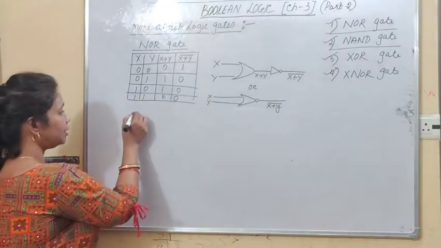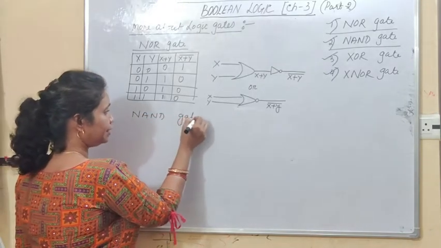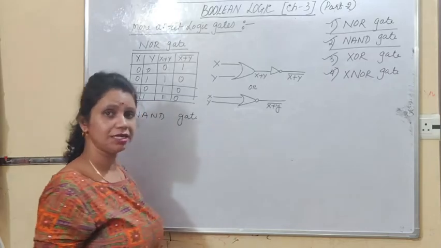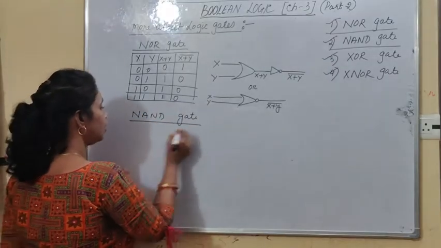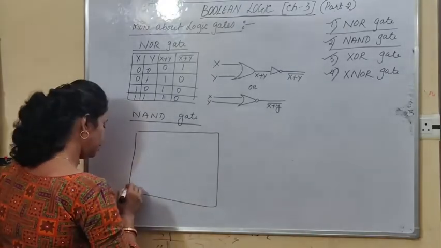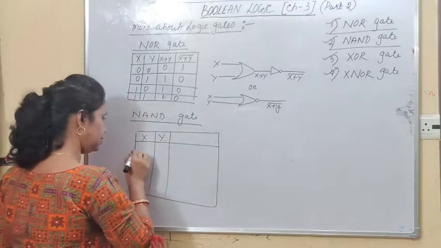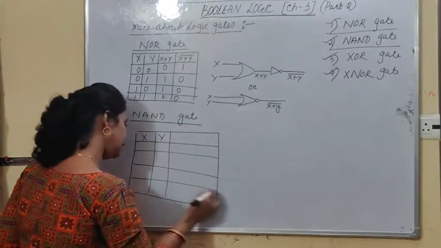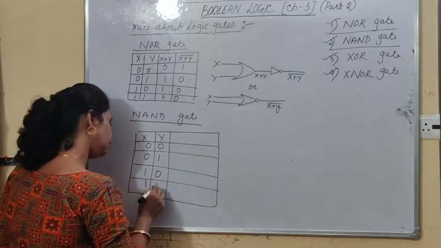Now let us discuss about NAND gate. So NAND gate is also known as inverted AND gate, right? So first let me draw the truth table of NAND gate. After that I will draw the logic diagram of NAND gate. So here, for two variables x and y, 4 input combinations will be there. This is 0 0, 0 1, 1 0, 1 1.